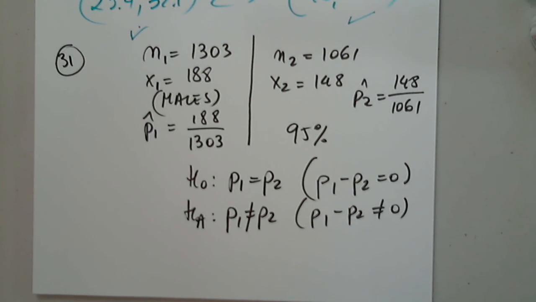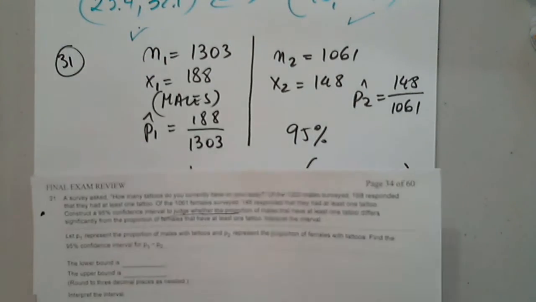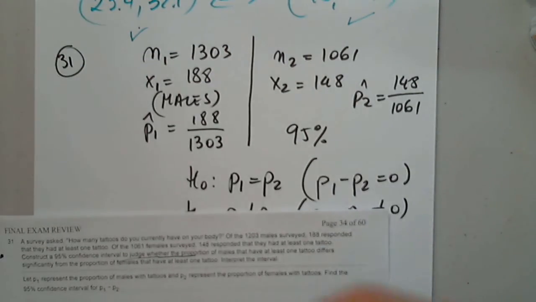So this is a 2-proportions Z interval. x1, say it again? I'm sorry. It was 1,203 males surveyed instead of 1,303. Oh, yes. Thank you.